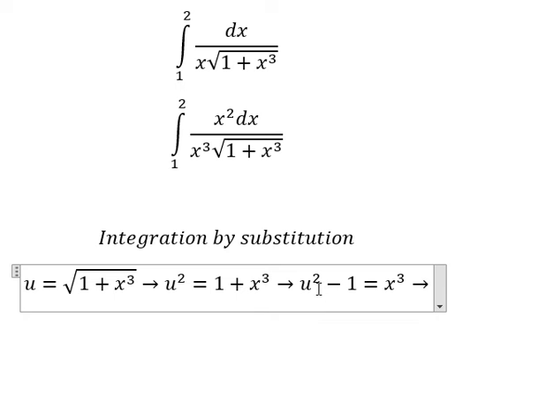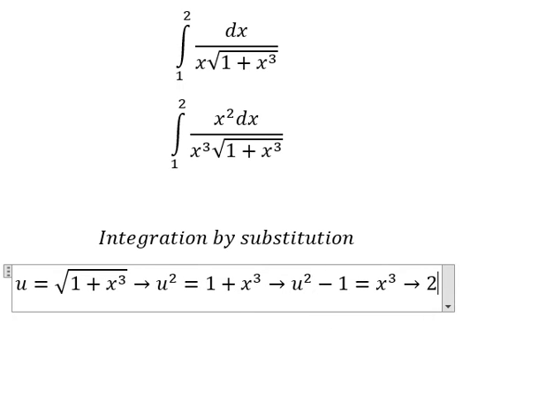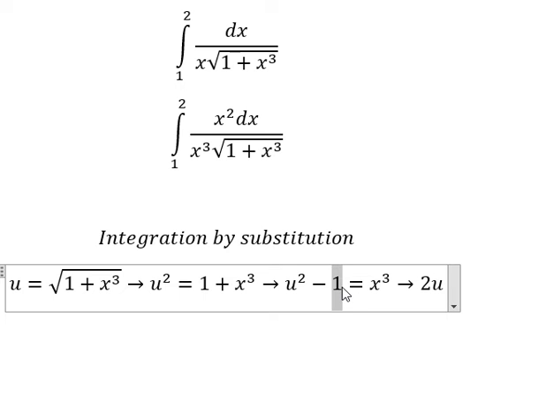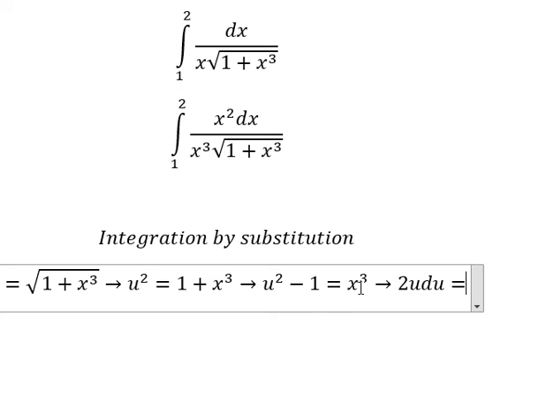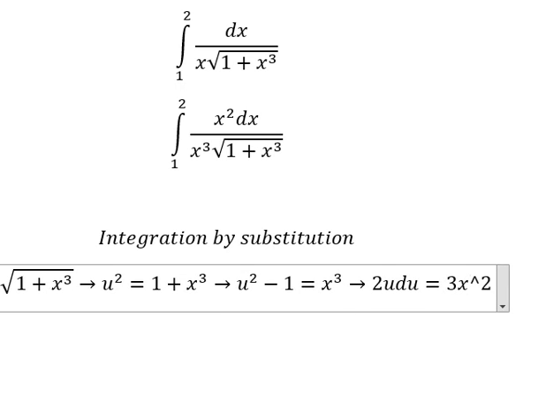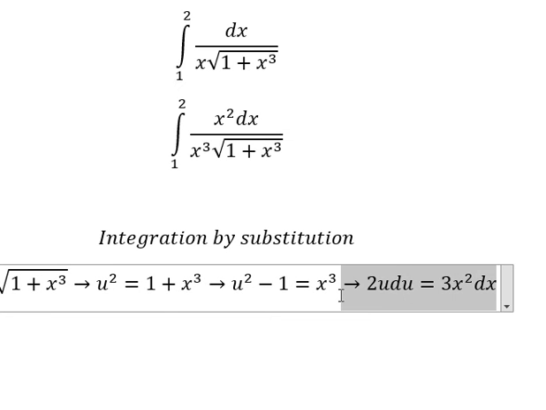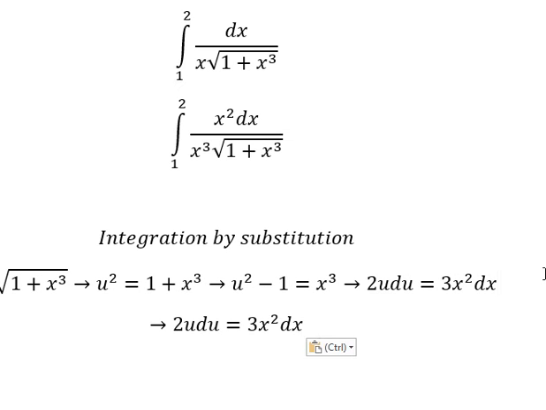Later, we first take the derivative of both sides. This one we have 2u. This one is a constant, so you get 0. This one we have 3x squared dx. Because we don't have the number 3 in here, we divide both sides by number 3.